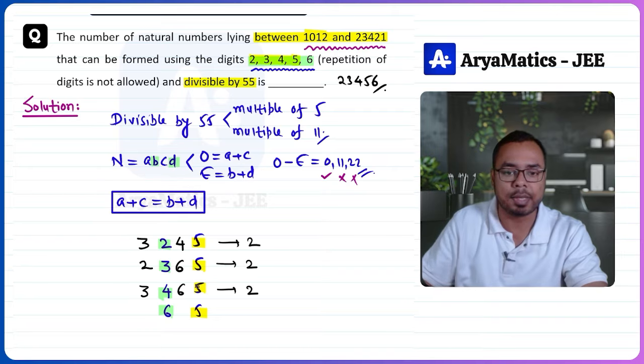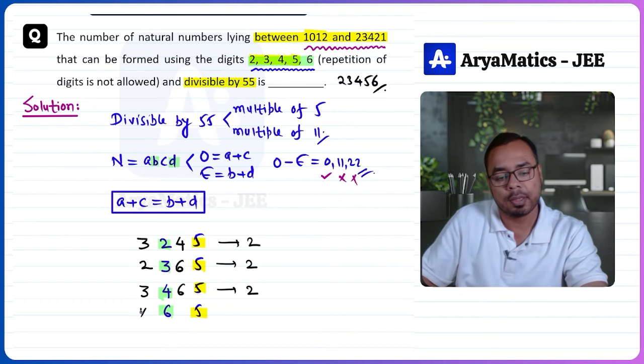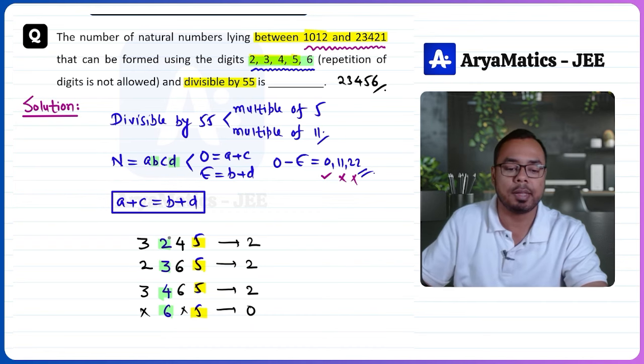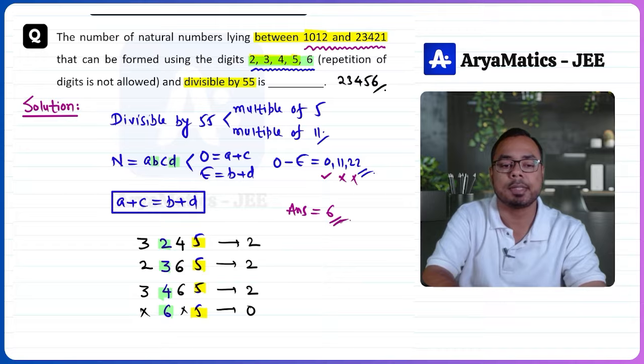And finally, if I have 6 and 5, 6 and 5 will be 11. Now, using any two of the remaining three digits, 2, 3, and 4, you cannot get a sum of 11. So in this case, you will not get anything. So finally, there are three cases, and in each case, you can get two numbers. And therefore, the number of numbers which are multiples of 55 will be 6.